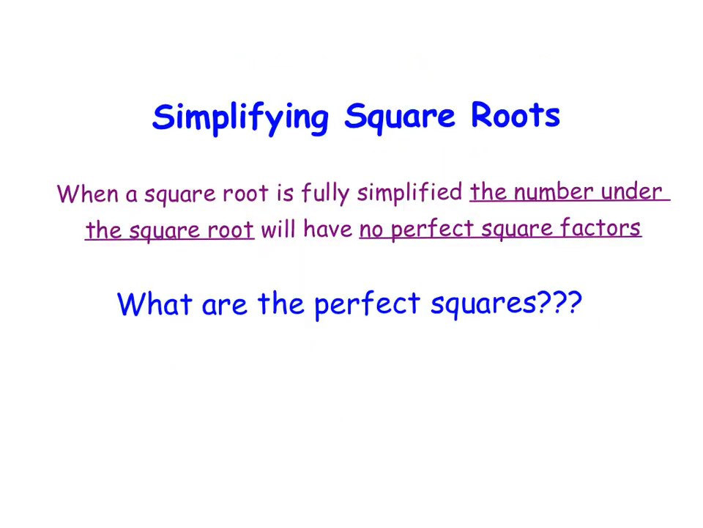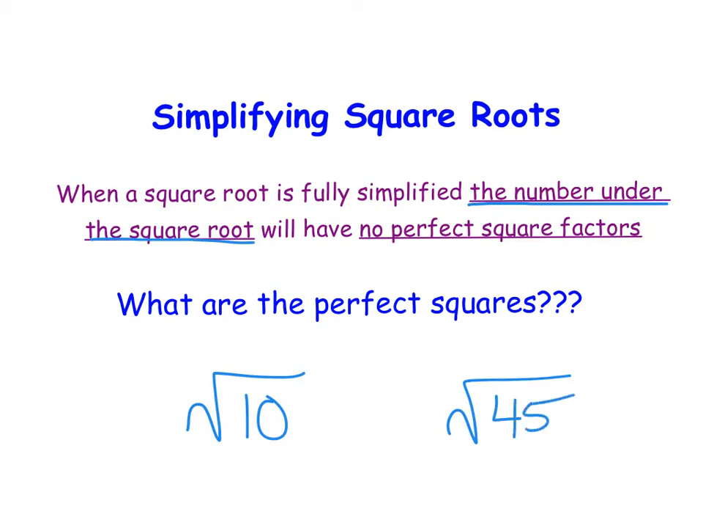By definition, a square root is fully simplified when the number under the root, so for example, say we had the square root of 10 and the square root of 45, has no perfect square factors. That means the number underneath the root is not divisible by a perfect square.